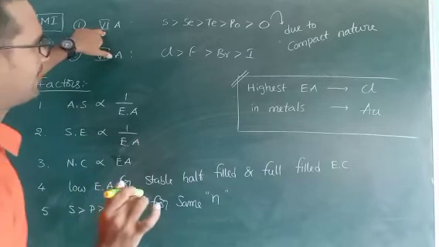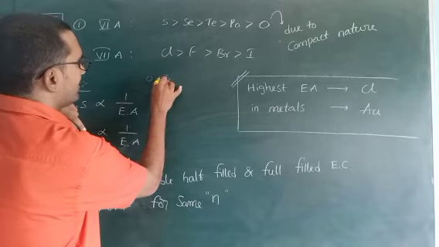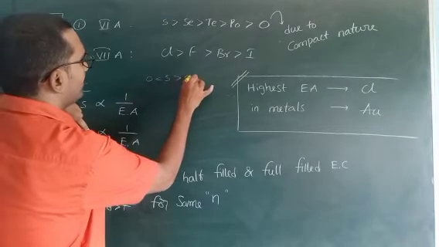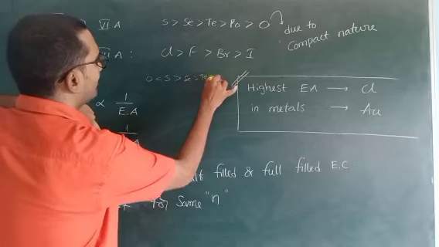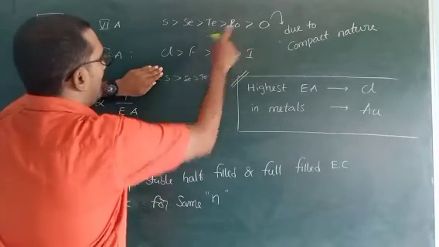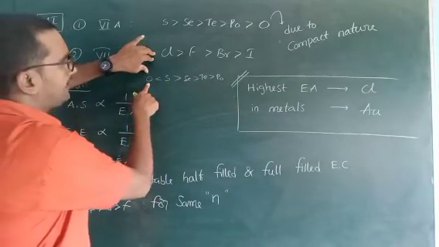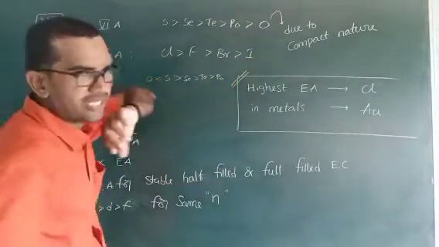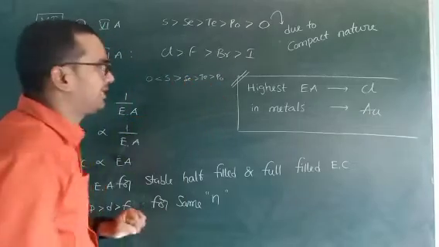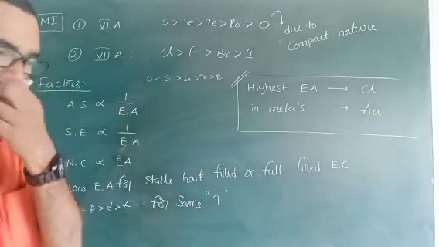Generally I gave one order to you: first oxygen, next sulfur, next decreasing, tellurium, polonium. So sulfur to polonium. Actually after sulfur we expected oxygen, but due to its compact structure, it is a different structure, it shows very less electron affinity. That is the reason.